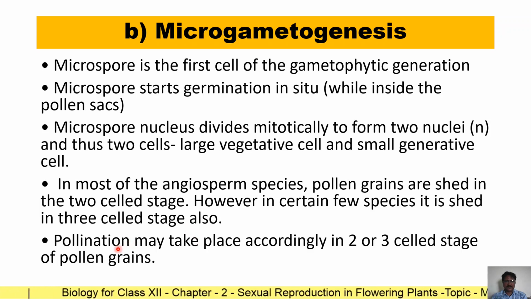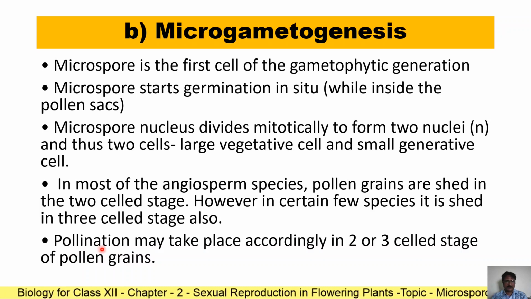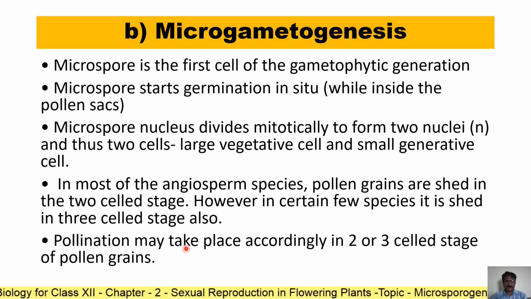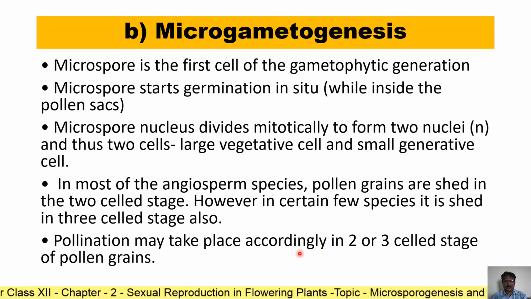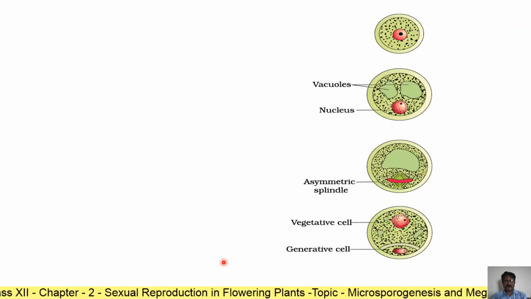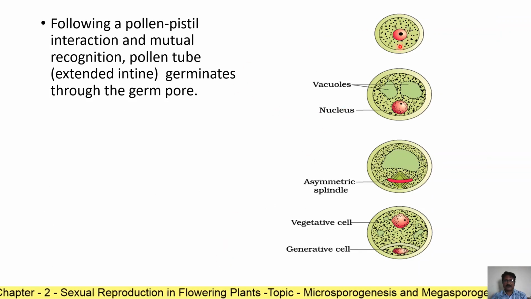Now when the pollens are shed, that means now the next step will be pollination. That means when pollination occurs, then the pollen grains are already in the 2-cell stage or in the 3-cell stage. This is what happens. Here you see the structure developing, and ultimately one is the larger vegetative cell and one is the smaller generative cell.